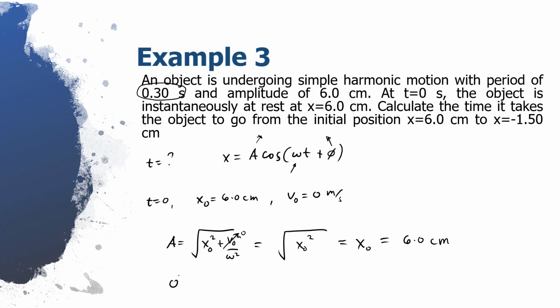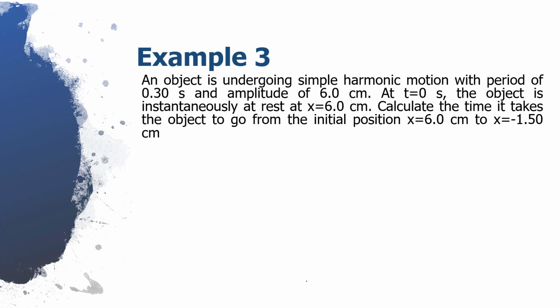The phi is equal to tangent inverse of minus v naught over omega x naught. And we know that v naught is 0, so this one is 0, and tangent inverse of 0 is just equal to 0. So we know A, we also know phi. We can also solve for omega.